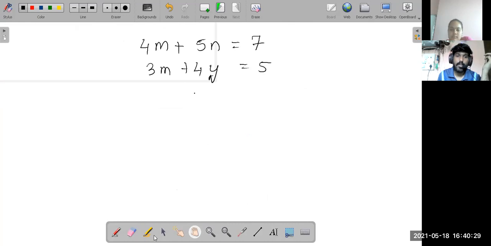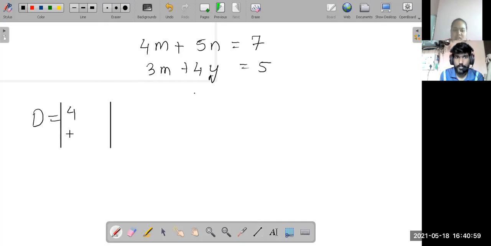Now we need to solve these two equations. You can solve this simultaneous equation, or you can use Cramer's rule. Either one of the things you can do. What do you want me to do here? Cramer's rule. Okay, so we'll do Cramer's rule. We'll find out D, because simultaneous is very long. That is why we'll do Cramer's rule here.